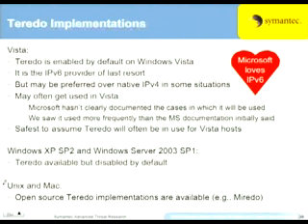Okay, Teredo is enabled by default in Windows Vista, and it is the IPv6 provider of last resort. It's not clear if it'll always be. There may be some cases where Teredo is preferred over native IPv4. You got the tunneled version rather than just straight.